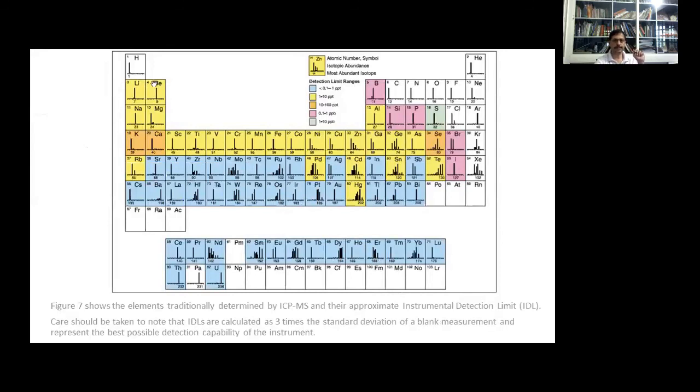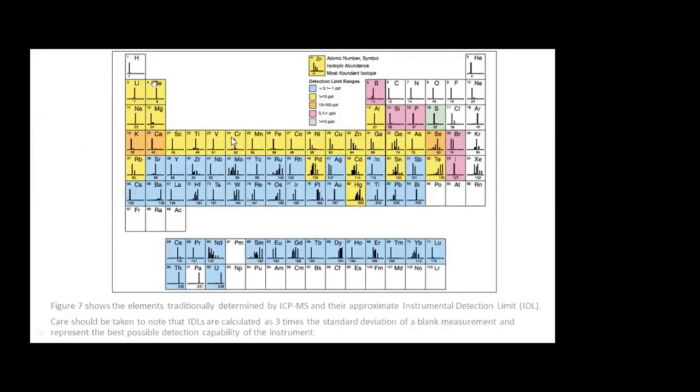Here you can see the picture very carefully. You can see the different colors, different squares of different colors. This figure shows the elements traditionally determined by ICP-MS and their approximate instrumental detection limits. So you should understand that instrumental detection limit is calculated as 3 times the standard deviation of a blank measurement and represents the best possible detection capability of the instrument.